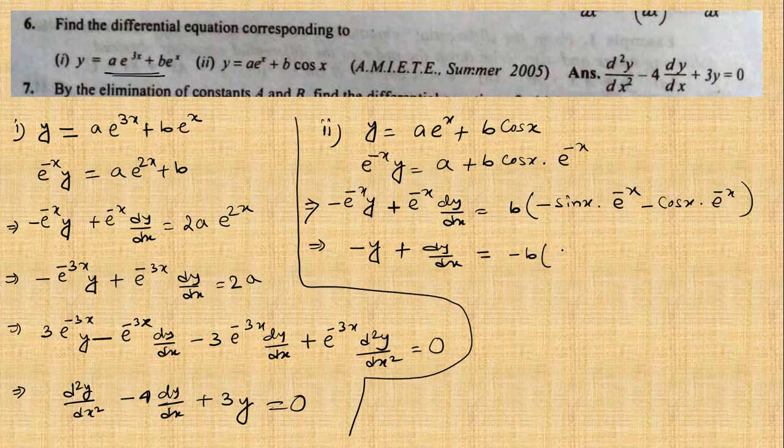minus b sin x plus cos x. Okay, sin x plus cos x, sin x plus cos x, sin x plus cos x, b minus b sin x minus b cos x, minus b sin x minus b cos x.